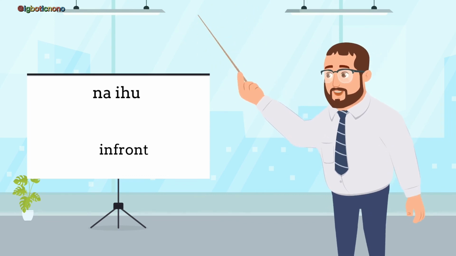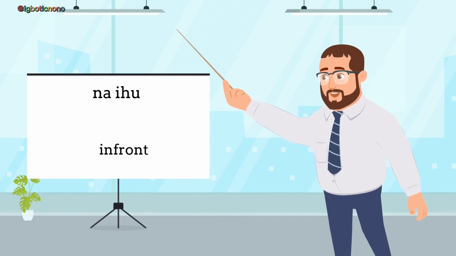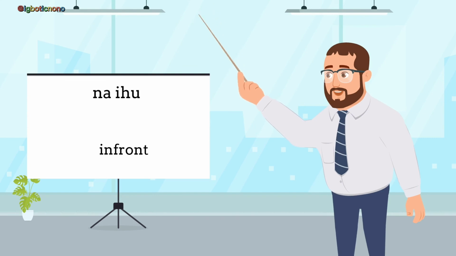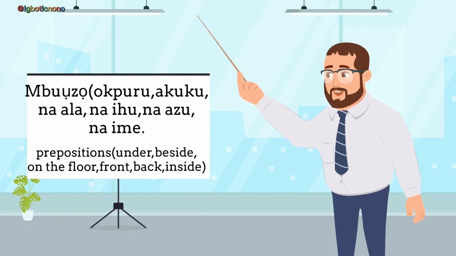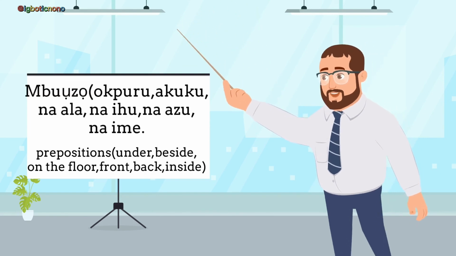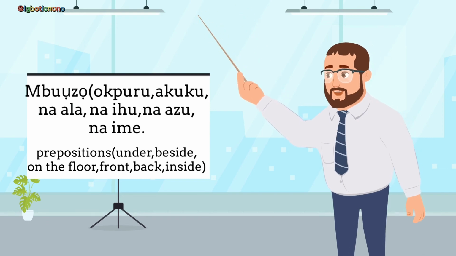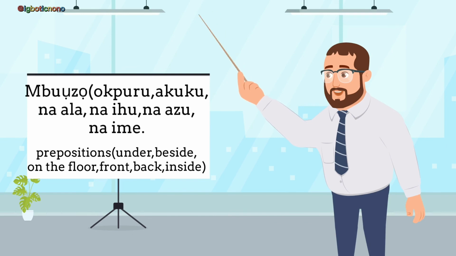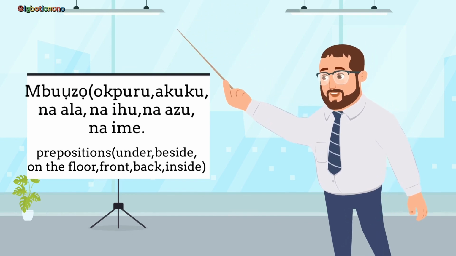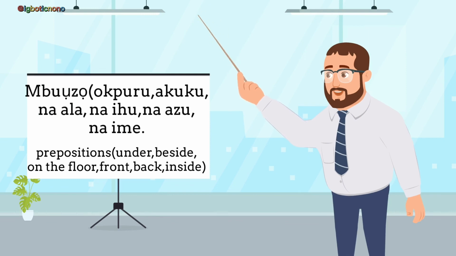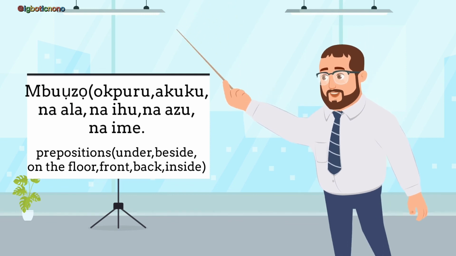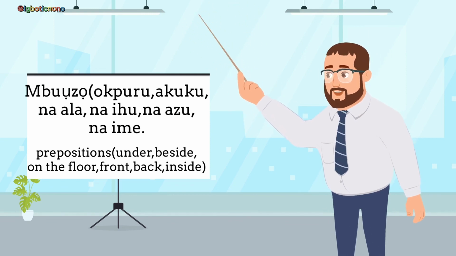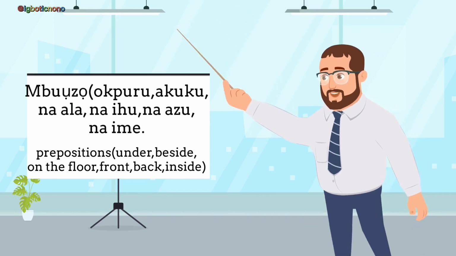Mbuzo, okpuru, akụkụ, na ala, na ihu, na azụ, na ime. They are the prepositions we have in the Igbo language: under, beside, on top, in front, at the back, inside. All are the prepositions we have in Igbo language. Yeah, there can be others, but these are the main ones we use very often.